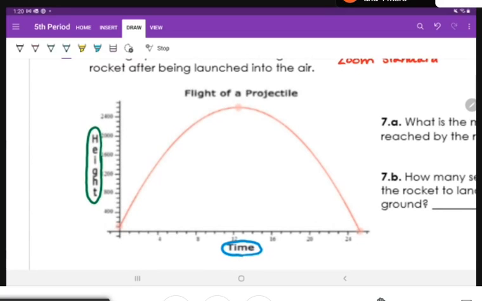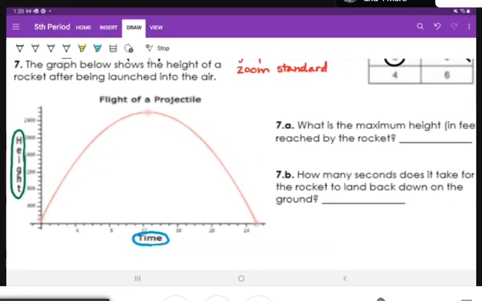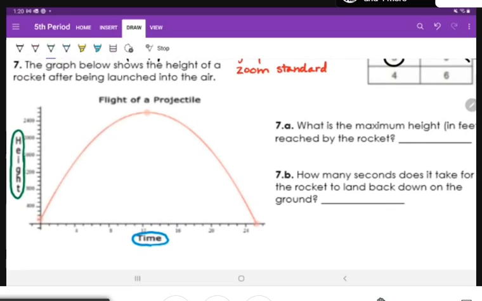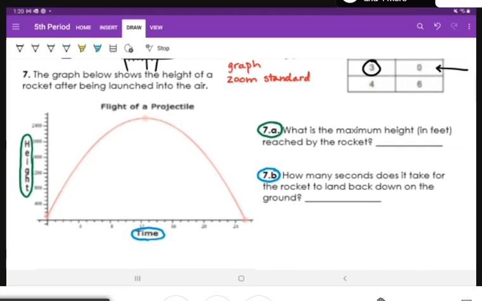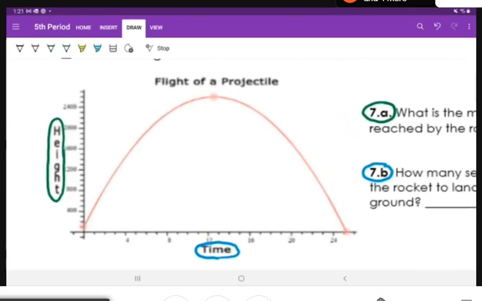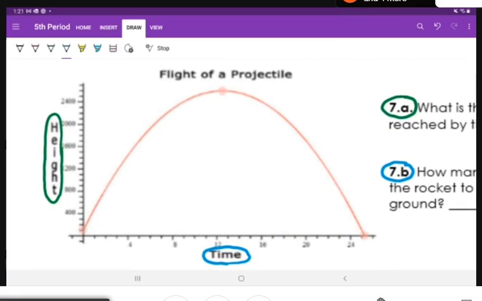This is relevant. Okay, you need to notice these things because question 7a asks us about the height, whereas question 7b asks us about the time, and we need to be looking at the correct axis when we answer these questions. So 7a says, what is the maximum height in feet reached by the rocket? So the maximum is that point right at the top of the parabola. It's our vertex.